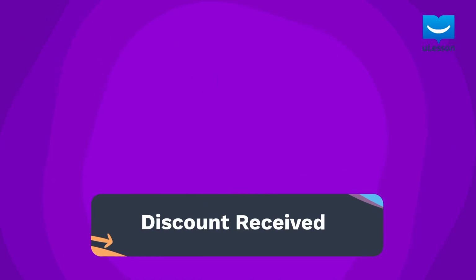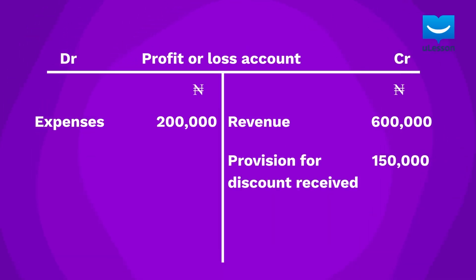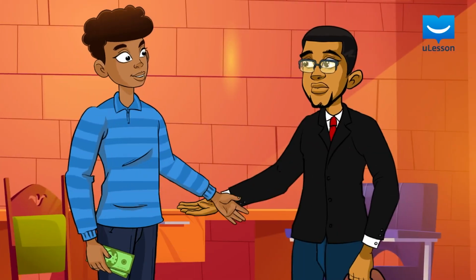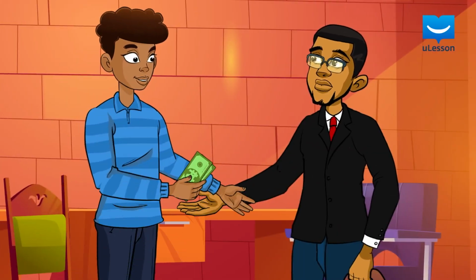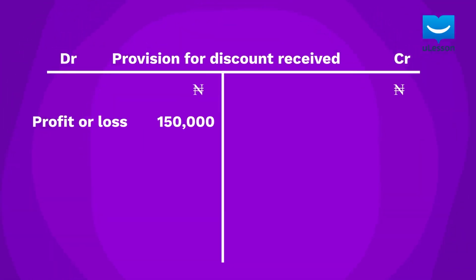Let us look at the discounts received. Recall that discounts received would reduce the expense of a business. So let's reduce the expenses in the profit or loss account extract on the screen. Since expense is a debit balance, a reduction in expense will be a credit entry. Discounts received are gains to a business and so will be treated as assets. So we will open a provision for discounts received account and post it on the debit side of the account. So we have the debit and credit entry to the provision for the discounts received.